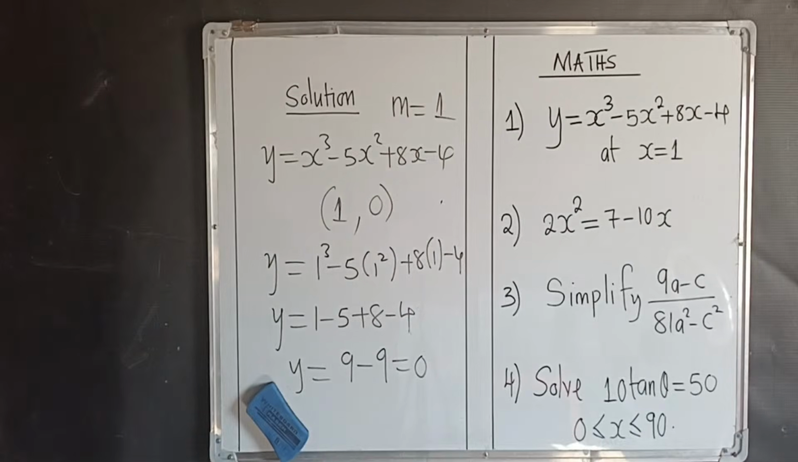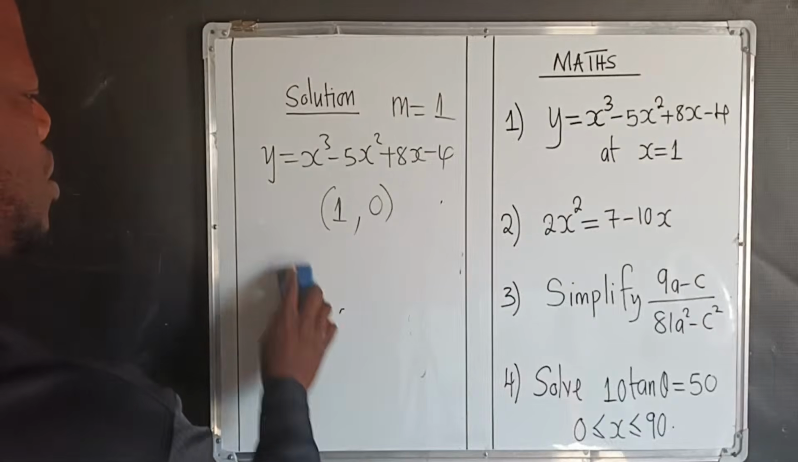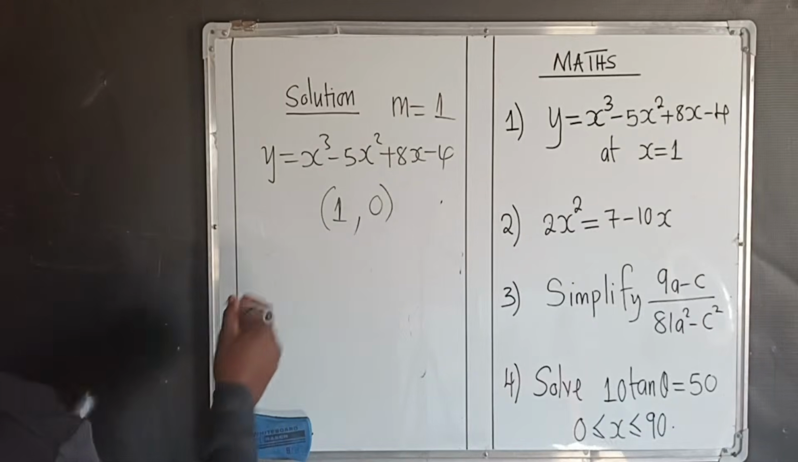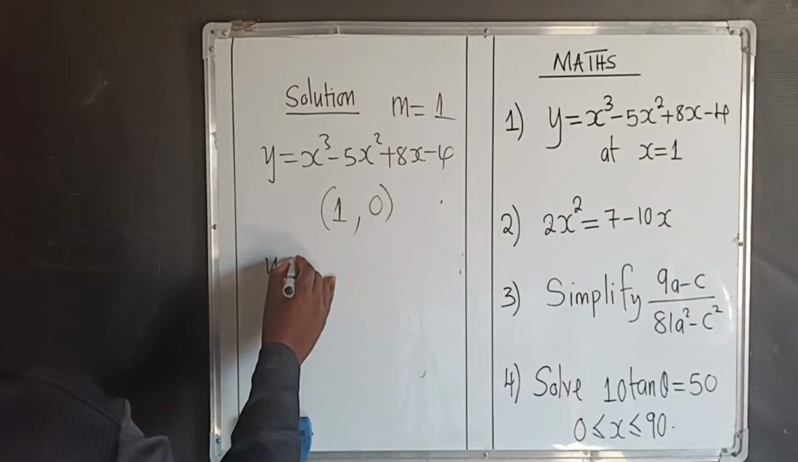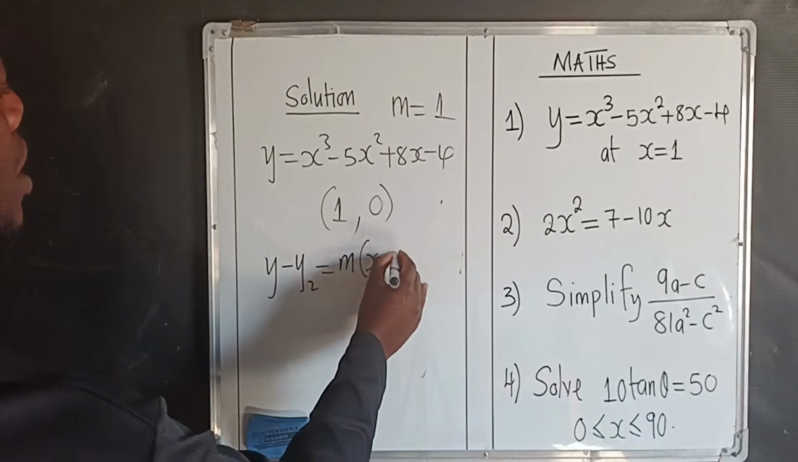So now after getting this 0, we now say y minus y1 is equal to m times x minus x1.